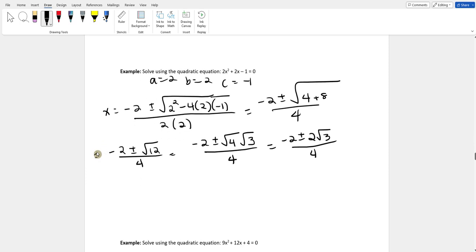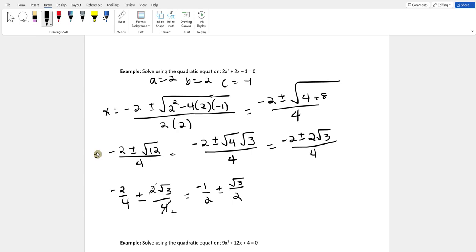So we're going to break this down even further because we have to break down these fractions. So you're going to end up with negative 2 over 4 plus or minus 2 square root of 3 over 4. We're going to reduce these fractions. So negative 2/4 reduces to negative 1/2. And then 2 over 4 here reduces to 1/2. So it'll be the square root of 3 over 2, because this cancels out. This is a 2 down here.